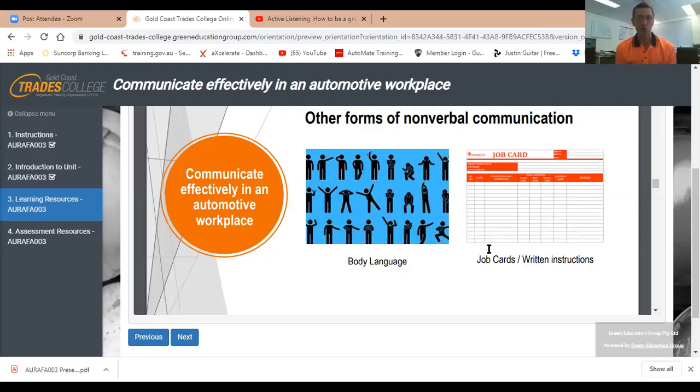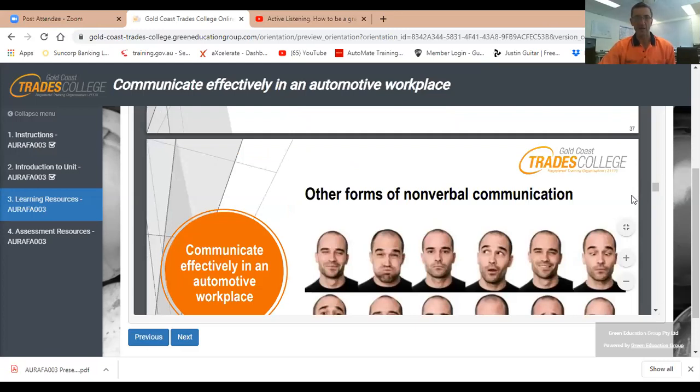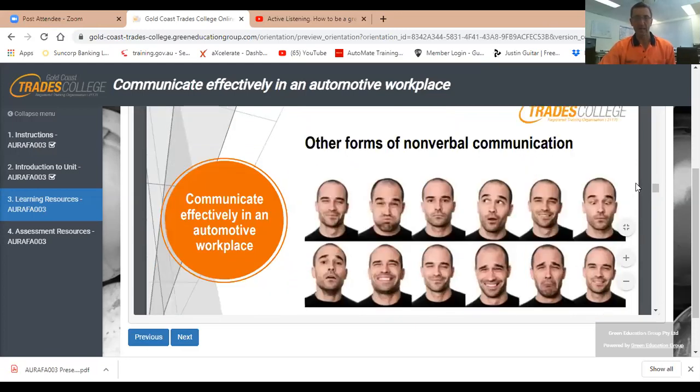So things like job cards, tags that might be on a piece of equipment, signage that might be in the workshop. Reading a workshop manual can be a way of the manufacturer communicating with you as well. So there's a whole bunch of non-verbal communications that will make a difference, including your own text messaging and your own emailing through your workplace. So there's some other forms of non-verbal communication.